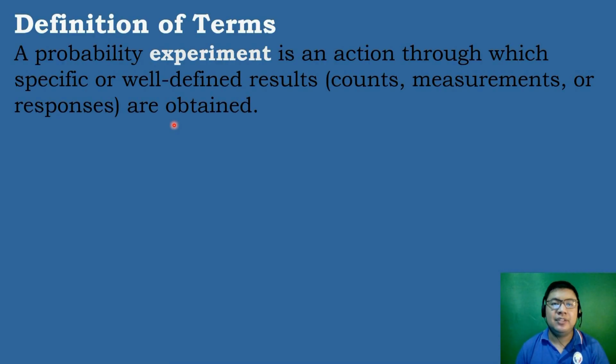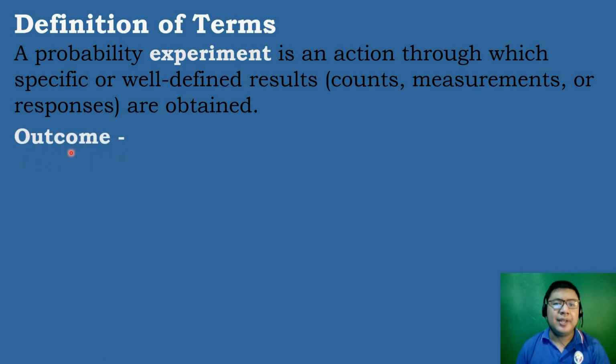Let's define some of the terms involving probability. The first one is probability experiment. When we say probability experiment, it is an action through which specific or well-defined results such as counts, measurements, or responses are obtained. Some examples of probability experiments are activities such as rolling a die, tossing a coin, or randomly choosing a ball from a box, which could be repeated over and over again. So those are the examples of probability experiment.